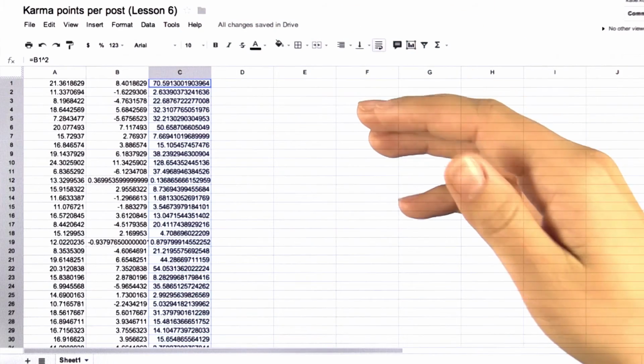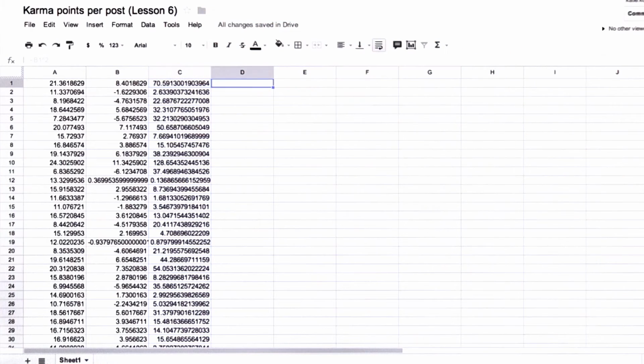So what's the next thing we do? We have to sum them up. So let's do that in cell D1. Equals sum of C1 colon C200.